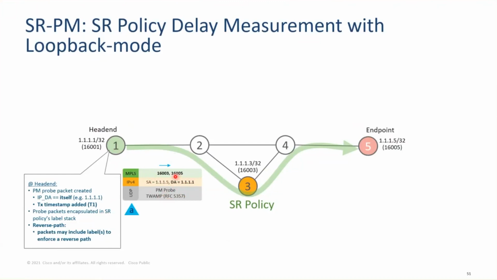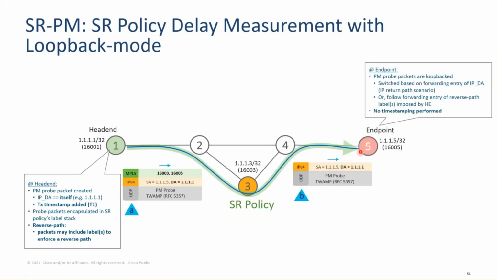With this encapsulation, the PM packet will be delivered over the network, and it's going to arrive at node 5 without any labels. Both of the labels of the policy have been popped before the packet reaches 5. So now I have an IP packet that arrives on node number 5. At the endpoint, the PM probe packets are going to be simply loopbacked. In this case, the packets are coming in with the destination address of 1.1.1.1, which is my head end. Therefore, node number 5 is going to do an IP lookup and look at the destination address and send the packet back.